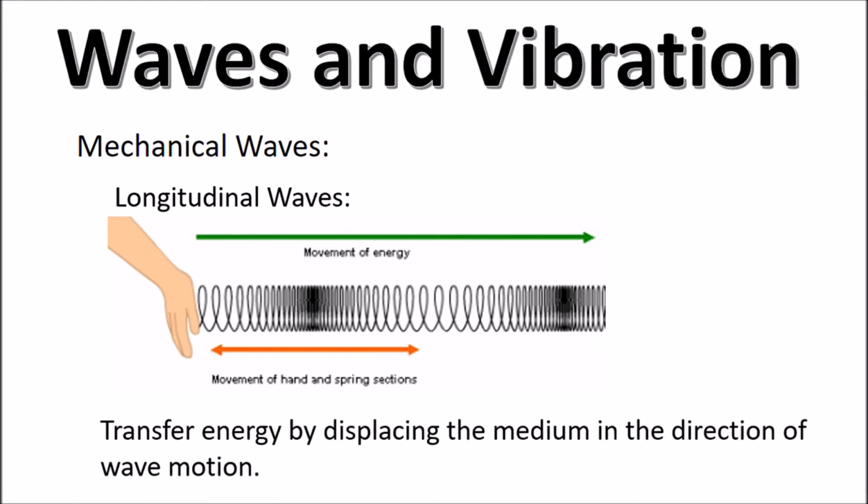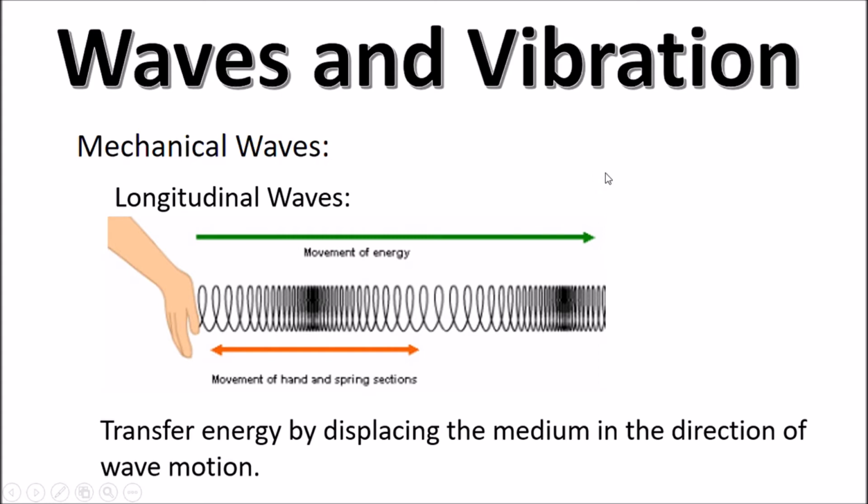So what do these waves do? These waves transfer energy by displacing the medium, in this case the slinky, in the direction of the wave motion. Good examples of compression waves or longitudinal waves are tsunamis. There are some earthquake waves that are compression waves. Sound is probably the most popular one for us. That's a compression wave.